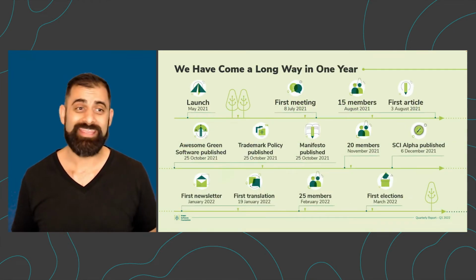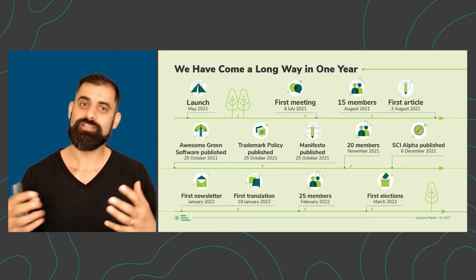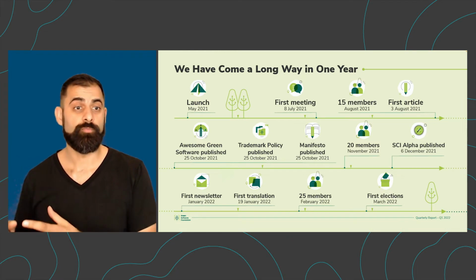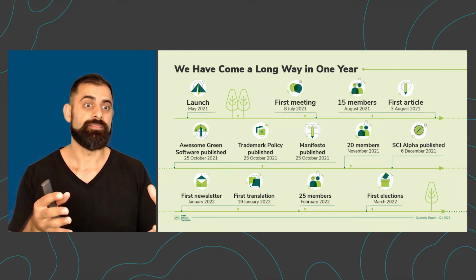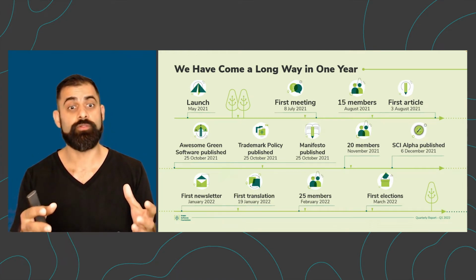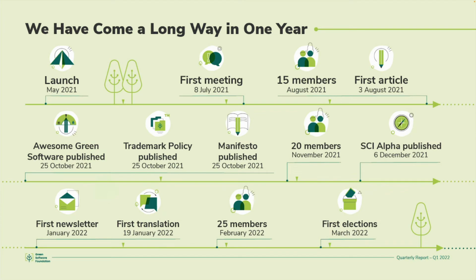We've come a long way in a year. We launched in May 2021. We took a while to get started. We had our first meeting in July. We grew quickly to 15 members. We launched our blog. The open source working group launched their first project. The trademark policy was the first policy from the policy working group. The manifesto was published from the community working group. And the SCI is our first standard being created by the standards working group. So we've come a long way in a year, and we have some amazing things planned for the next year.